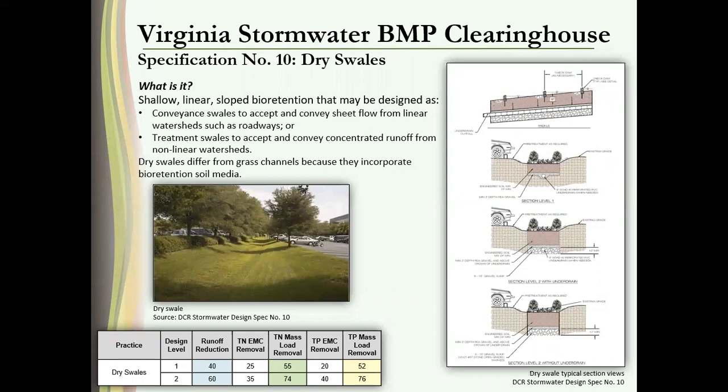Dry swales. I'd mentioned we were going to talk about this. Dry swales are, again, basically the trapezoidal channel, but it's grass lined. The reason it's different from a grass channel is that we're actually going to put bioretention soil media under the bottom of it. So this is an instance where we're taking out the in situ soil and putting in something that drains better. And again, just like grass channels, really good situations for dry swales are along the edge of a parking lot, along the edges of sidewalks, things like that.